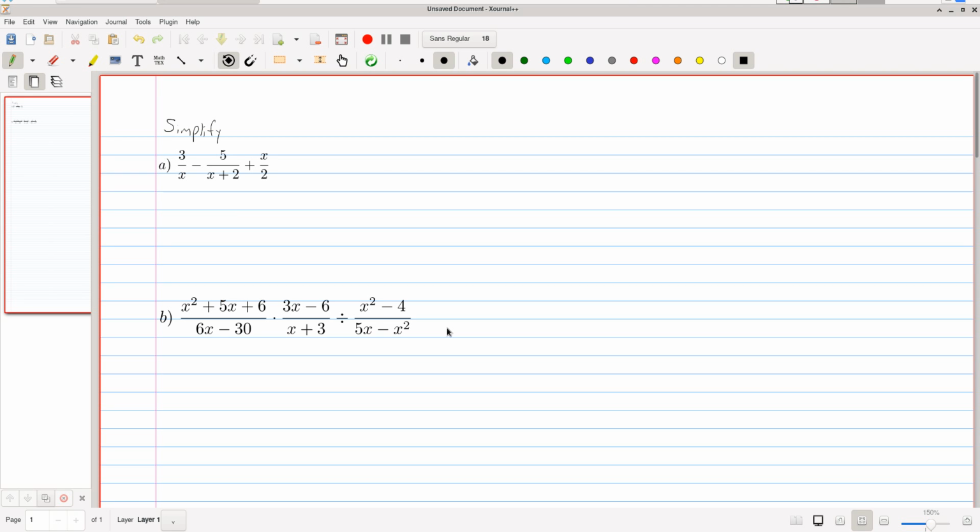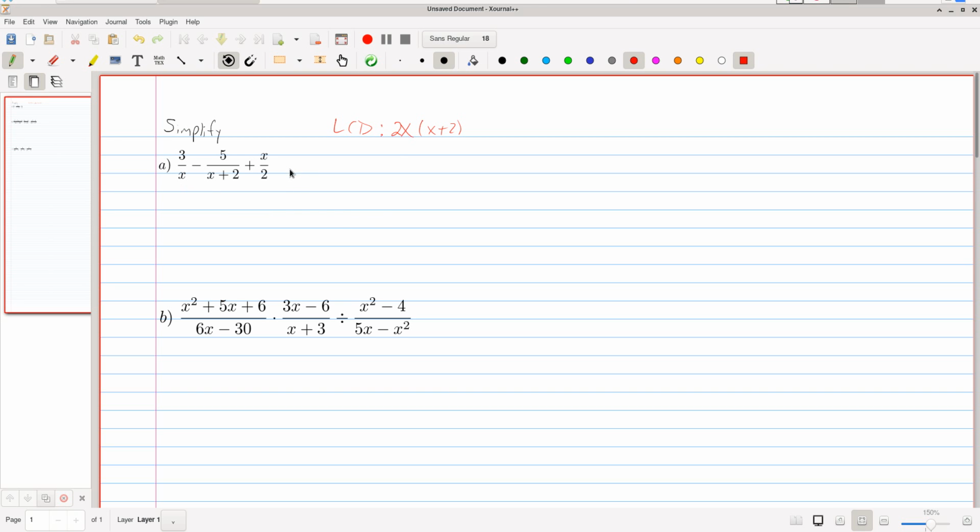Simplify each expression. A, 3 over x minus 5 over x plus 2 plus x over 2. First, we'll identify the common denominator. So the least common denominator for this first expression, well, we need an x from the first fraction. We need an x plus 2 to handle the second fraction, and we need a 2 to handle that first fraction. So it looks like the LCD will be 2x times x plus 2.